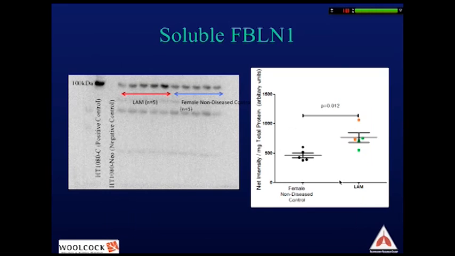But these matrix proteins that we've looked at to date have been deposited into the extracellular matrix, and we know that fragments of these proteins or even whole proteins can be released and have a role as a soluble protein, and quite often that role is different to the role that the protein plays when it's in the deposited form. So we've been looking at the soluble proteins and looking at soluble Fibulin 1. This is our control protein, our LAM samples and our female non-disease controls, and we see a significant increase in the amount of this soluble protein that we can detect in our LAM patients compared to the non-diseased.